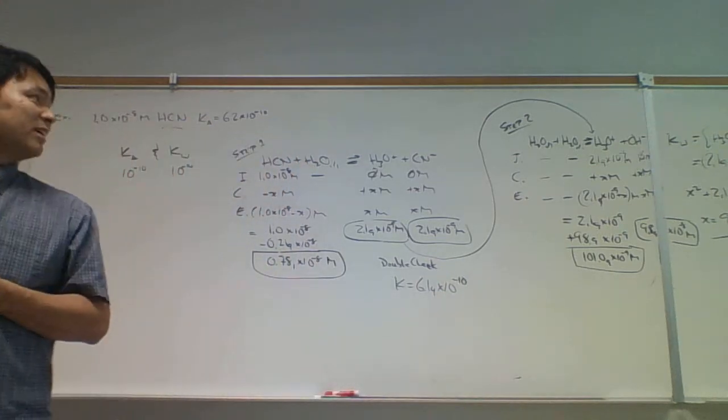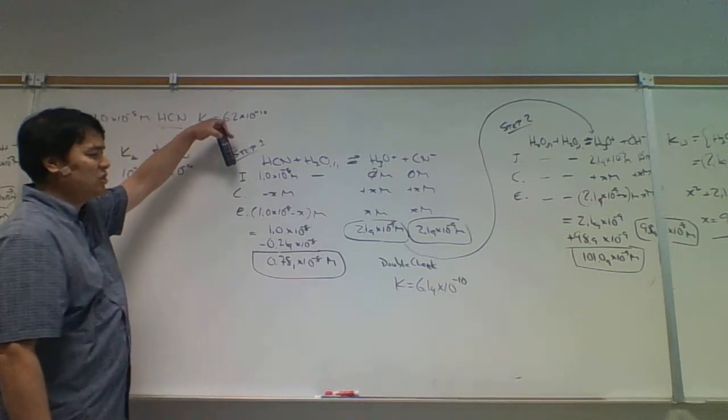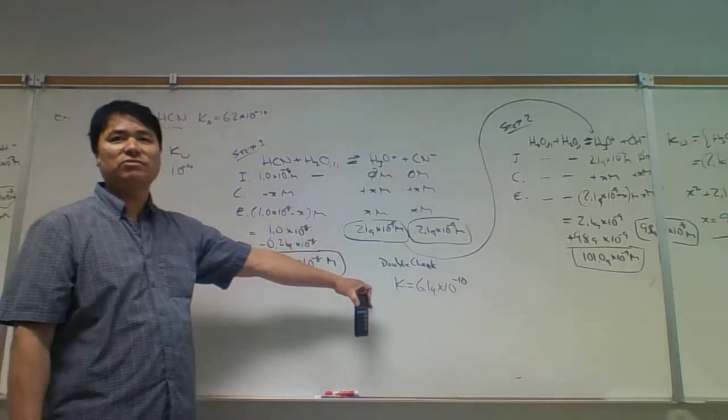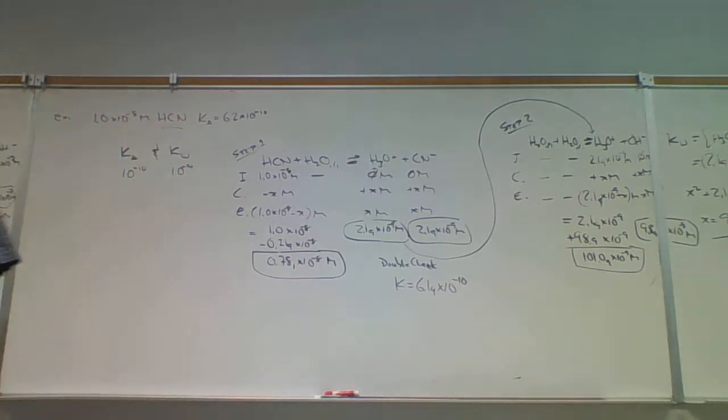Am I close? I erased it. What was it? Oh, I didn't erase it. It's here. 6.2. I'm at 6.14. What do you think? Is that acceptable? It's off a little, isn't it? Why do you think it's off? Maybe I made another math error. It happens.